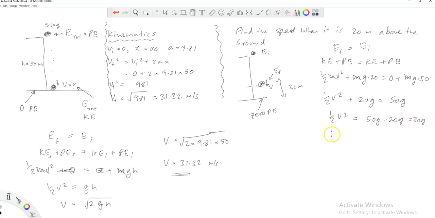Finally, I have v squared equals 2 times 30g. V equals the square root of 2 times 30 times 9.81. So what's the answer? Square root of 60 times 9.81, 24.26.